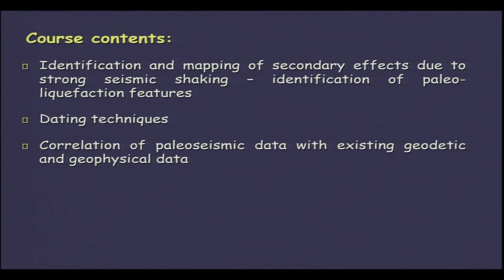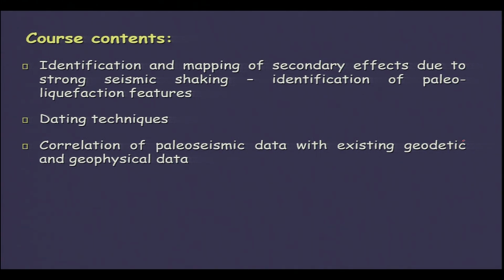Okay. Now, the dating technique is important to bracket the events, and then there is the correlation of paleoseismic data with the existing geodetic and geophysical data. This is also a part of this course, but more emphasis will be on the landforms and the sediment signatures preserved in the sediment succession. Briefly, maybe in 1 or 2 lectures, we will talk about the importance of correlation with the geodetic data set.